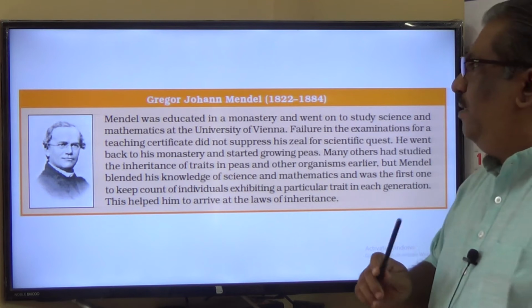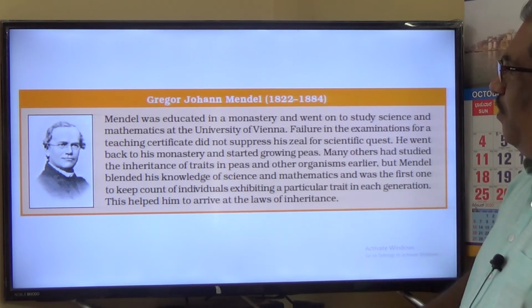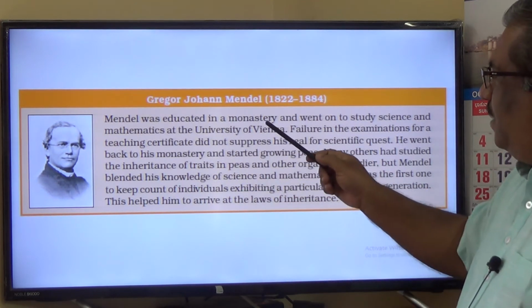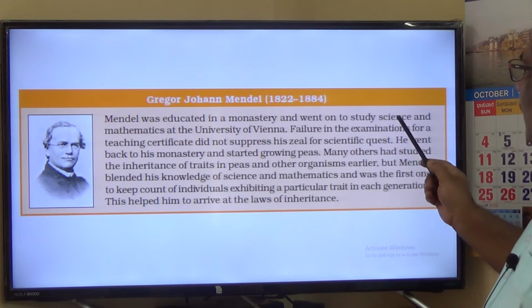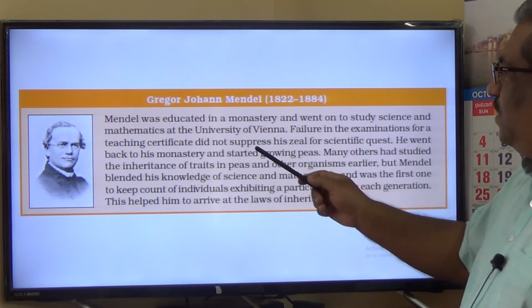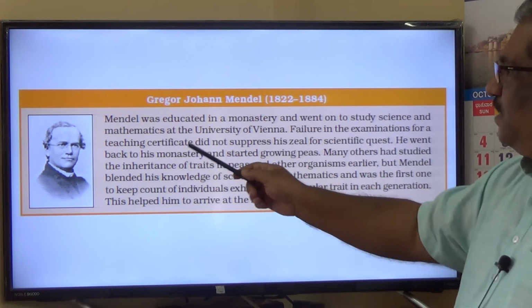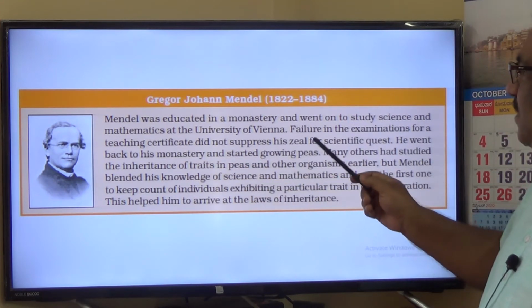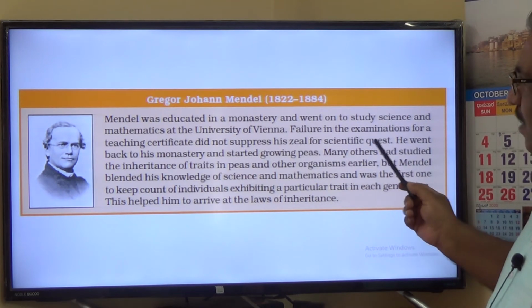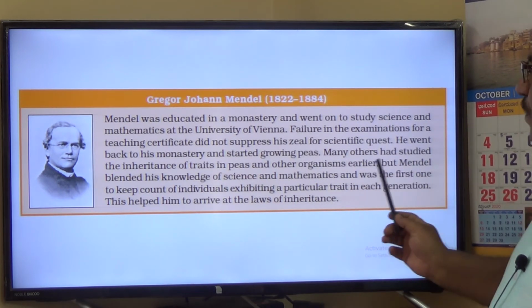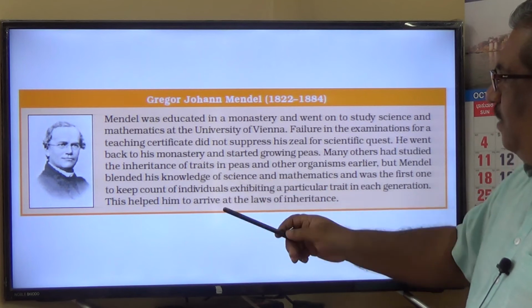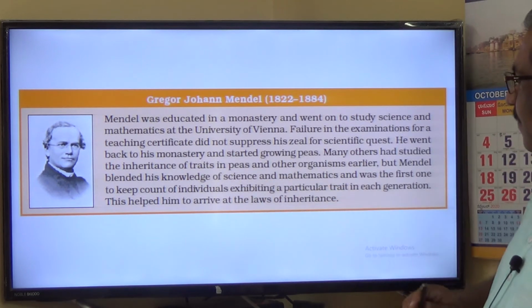Gregor Johann Mendel, 1822 to 1884. Mendel was educated in a monastery and went on to study science and mathematics at the University of Vienna. Failure in the examinations for a teaching certificate did not suppress his zeal for scientific quest. Most important, this sentence: he went back to his monastery and started growing peas.